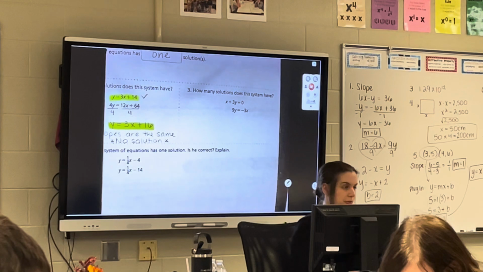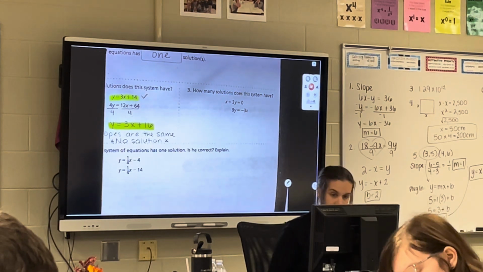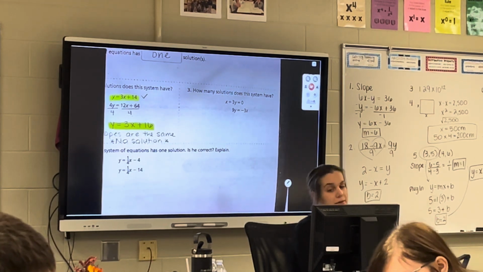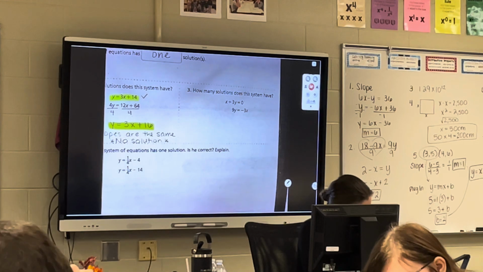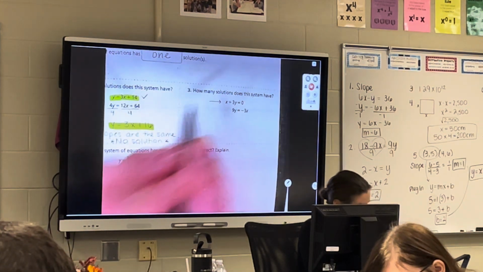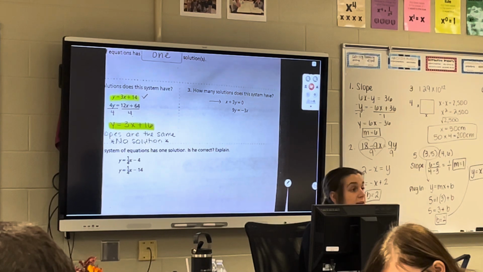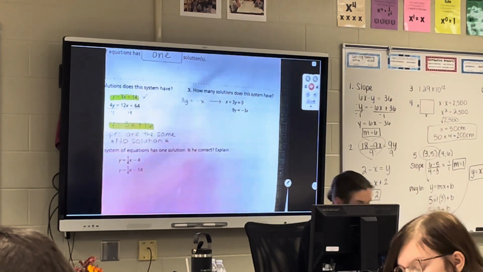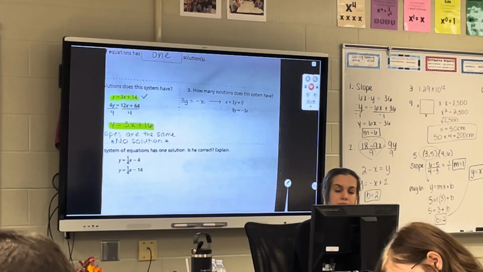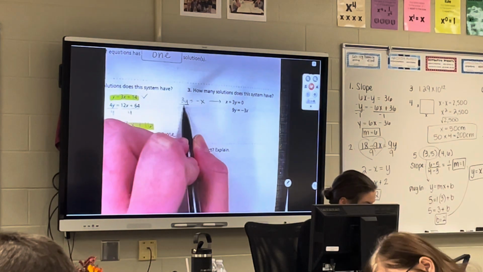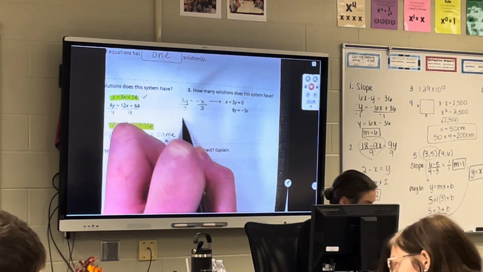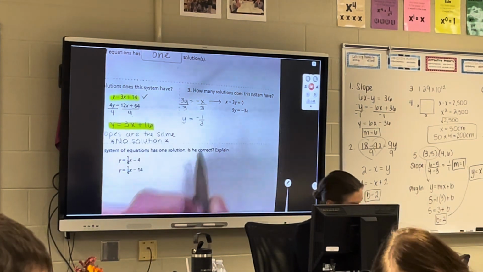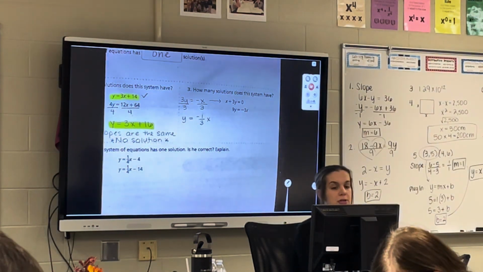Alright, moving on to number 3. I'm just kind of going around the room here. Macy, the first equation, what do I need to do to get y by itself? What would be a first step? Subtract x to the other side? Yeah. Okay. So 3y is going to equal negative x. Lily, what do I do next? Divide both sides by 3. So this is y equals negative 1/3 x.